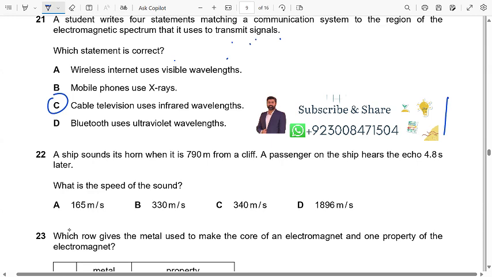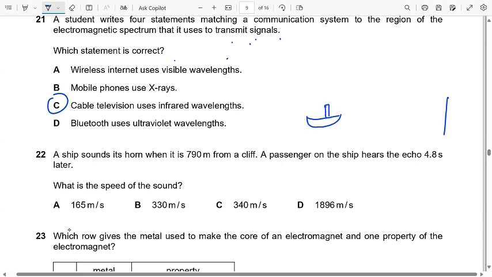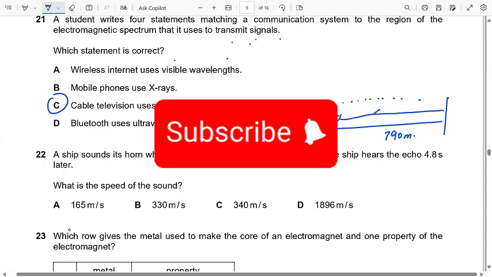A ship sounds its horn when it is 790 meters from a cliff. This is a ship, and what happens is that the ship sounds its horn when it's 790 meters from the cliff. A passenger on the ship hears the echo 4.8 seconds later. What is the speed of sound?